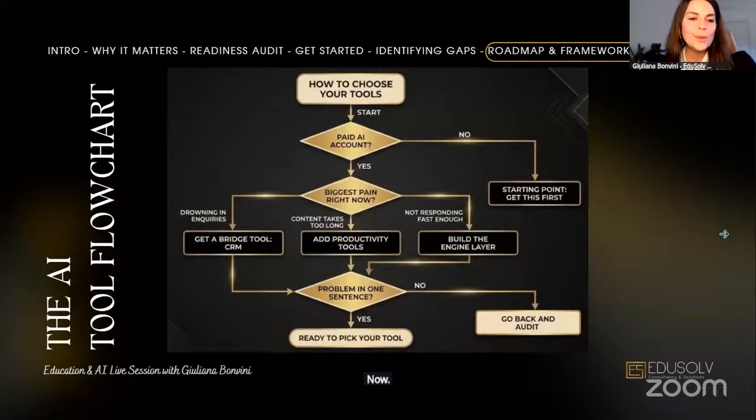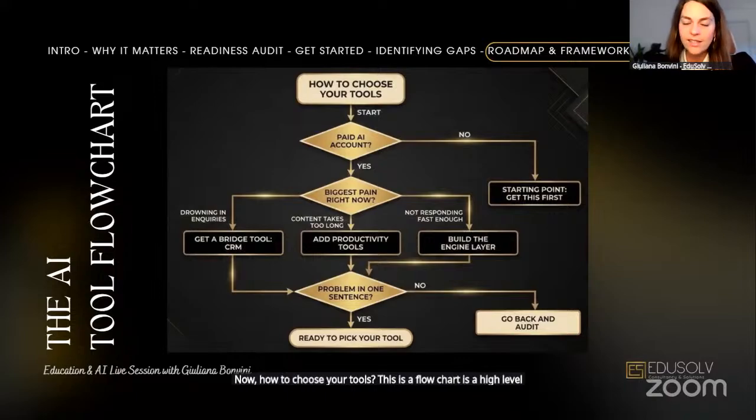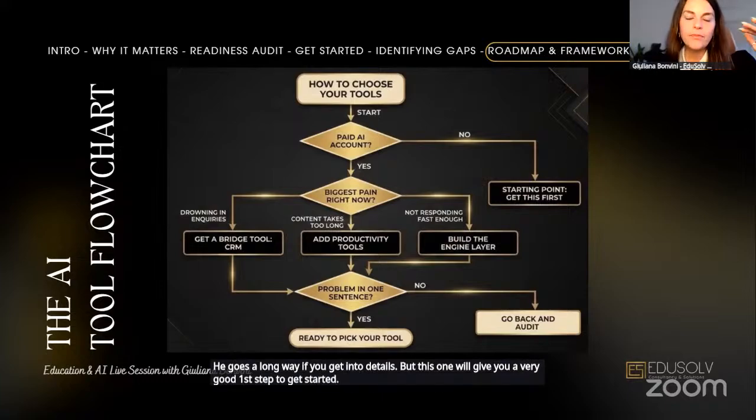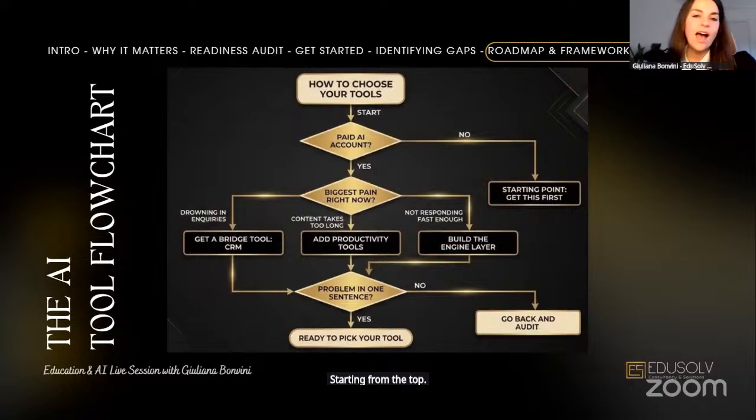Now, how to choose your tools. This is a high-level flow chart. It goes a long way if you get into details, but this one will give you a very good first step to get started. Starting from the top, the question is how to choose your tools. The first question you need to ask: do you have a paid account? It's a yes or no question. If it's no, that's the starting point. So get that first, yeah?